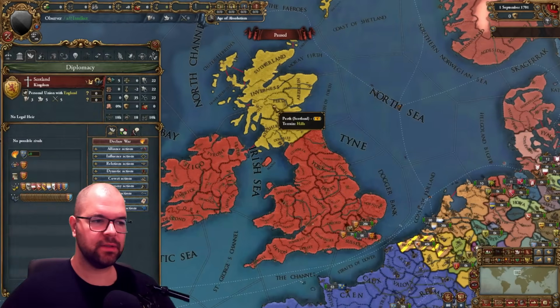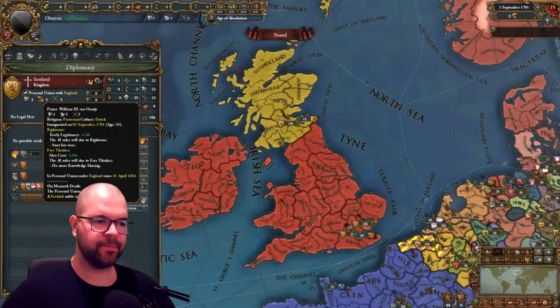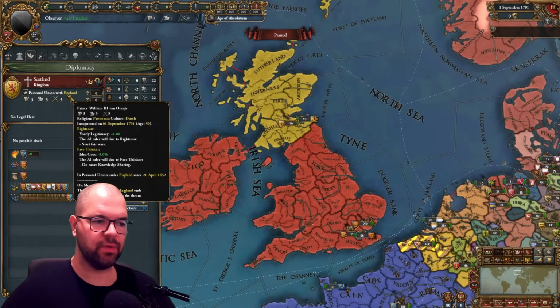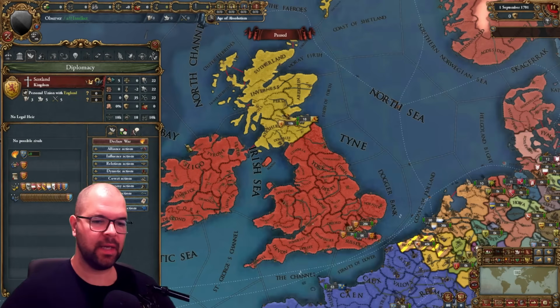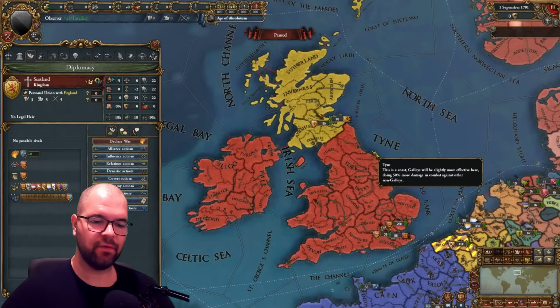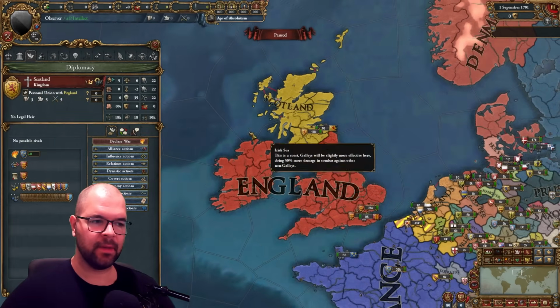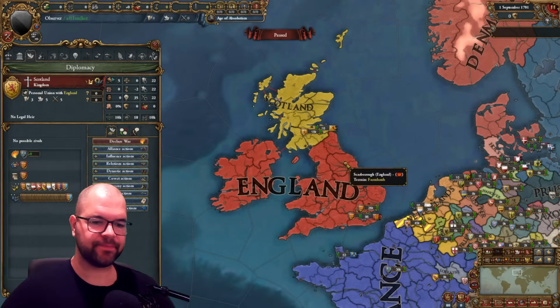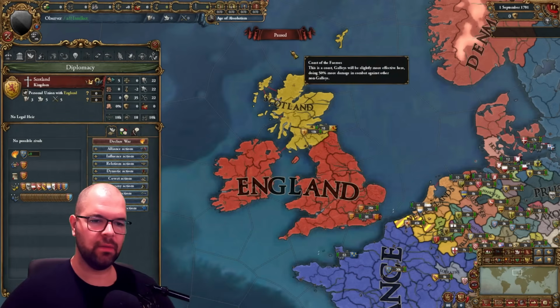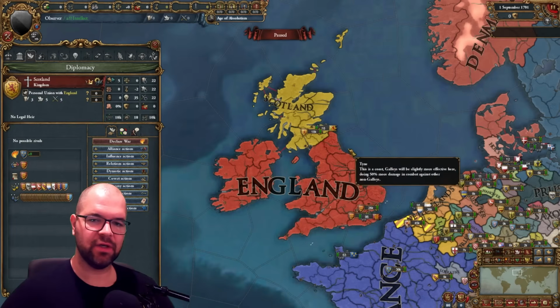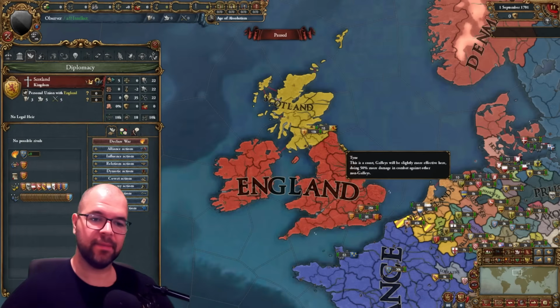Scotland is its own nation, but it is in a personal union with England. And because England is at war with France, Scotland is also at war with France. But in the previous couple of hundred years, Scotland was always allied to France. And because of the personal union, England will hold the whole British Isles and eventually become Great Britain.